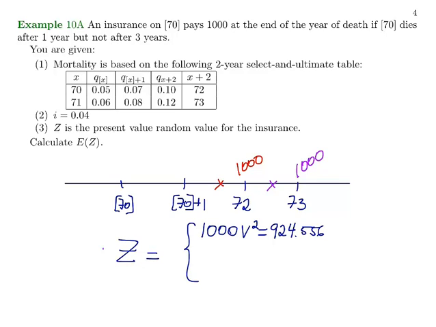And what's the probability that the present value is that? Well, it's the probability that he dies between ages 71 and 72. According to our table, that would be the probability that he survives to age 71 and then dies in the next year, which is 0.07. We're just using these probabilities right here from the table. And if you work that out, it's 0.0665.